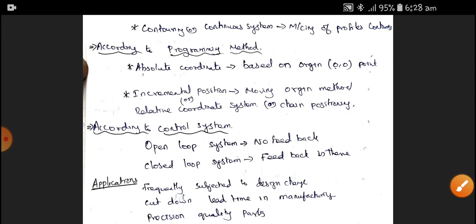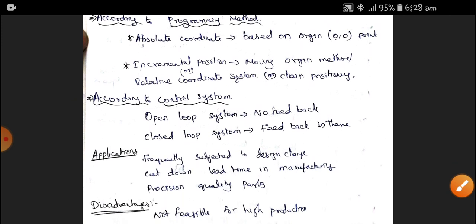Next is according to control systems. One is the open loop control system and another is the closed loop control system. The difference between open loop and closed loop is that in open loop there is no feedback, and in closed loop the feedback is there.